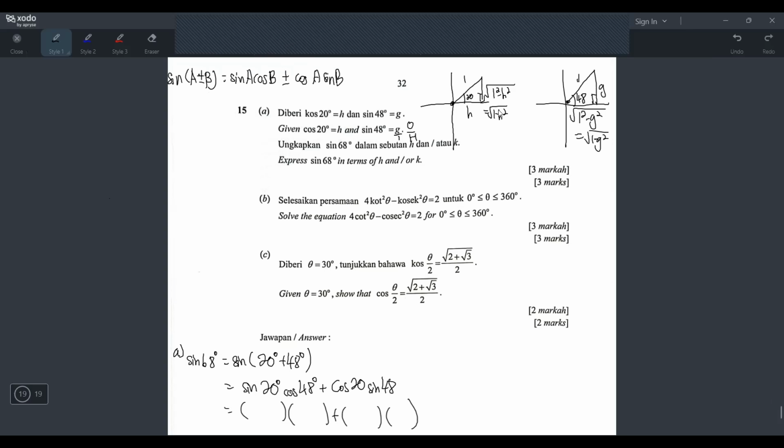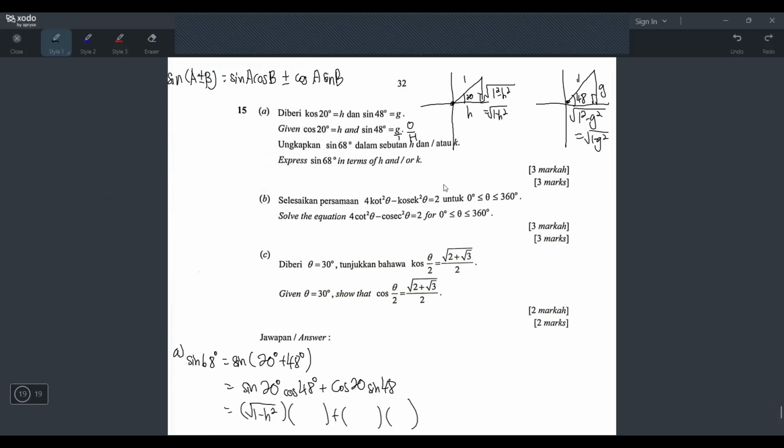Opposite over hypotenuse. What is the opposite? Square root of 1 minus H square. And then what is the hypotenuse? Because sine is opposite divided by hypotenuse. What is the hypotenuse? 1. So divide by 1, no need to write, right? So now you understand why I asked you to find the opposite even though the question never asked. Because if you don't find the opposite, how can you do this question, right? So now you understand.